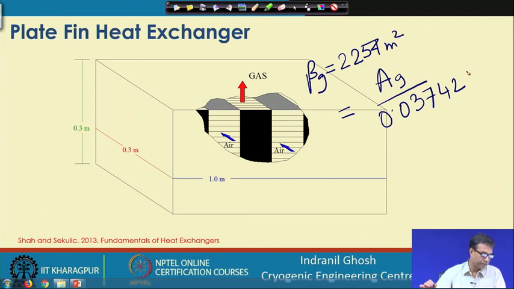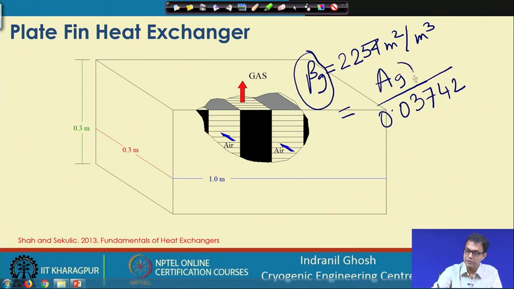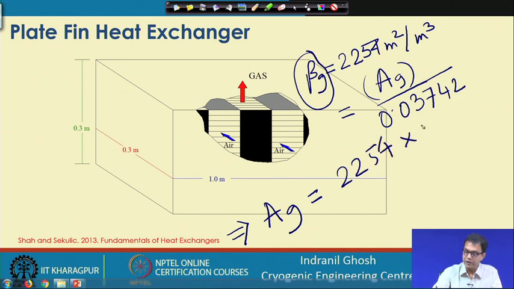This is beta g, its unit was meter square per meter cube, and this is in meter square and this is in meter cube. So, we have A for the gas side equal to 2254 multiplied by 0.03742. So, this many meter square is the surface area associated with the gas side.